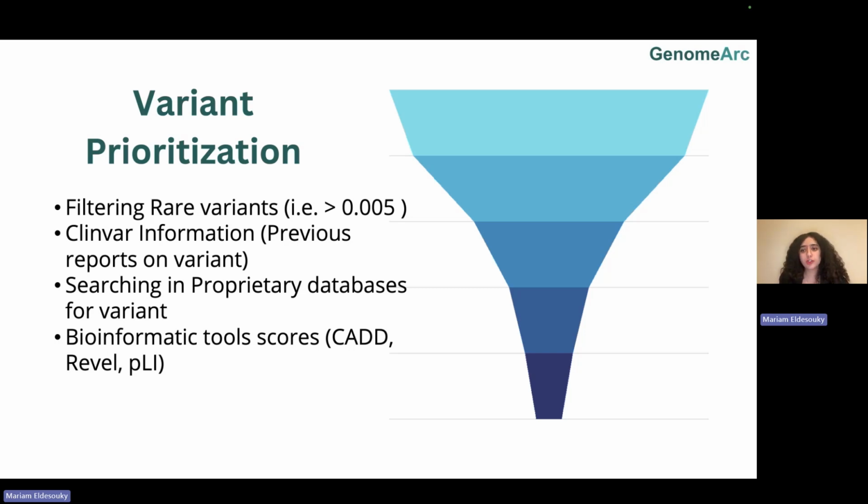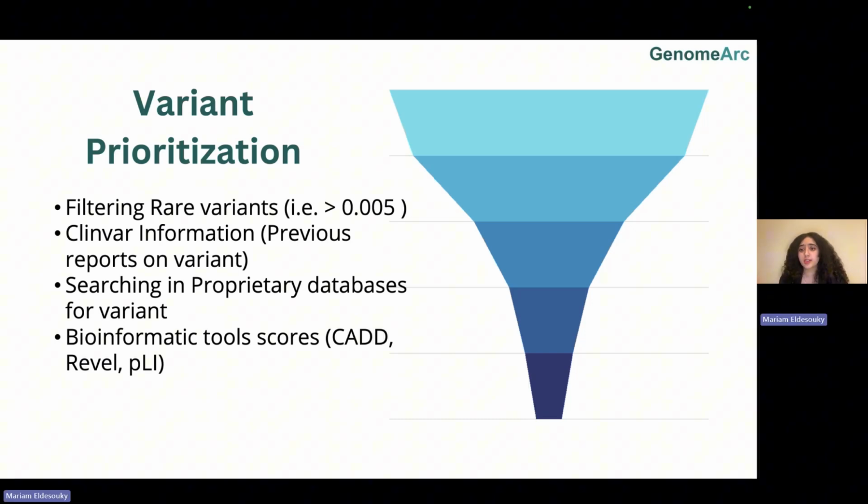So what we do is first we filter for rare variants. This can be a cutoff from the frequency. Sometimes it can be 0.005, or sometimes it can be 0.001 even. So we prioritize and we look only at rare variants. And then the second thing is that we prioritize variants that have ClinVar information.